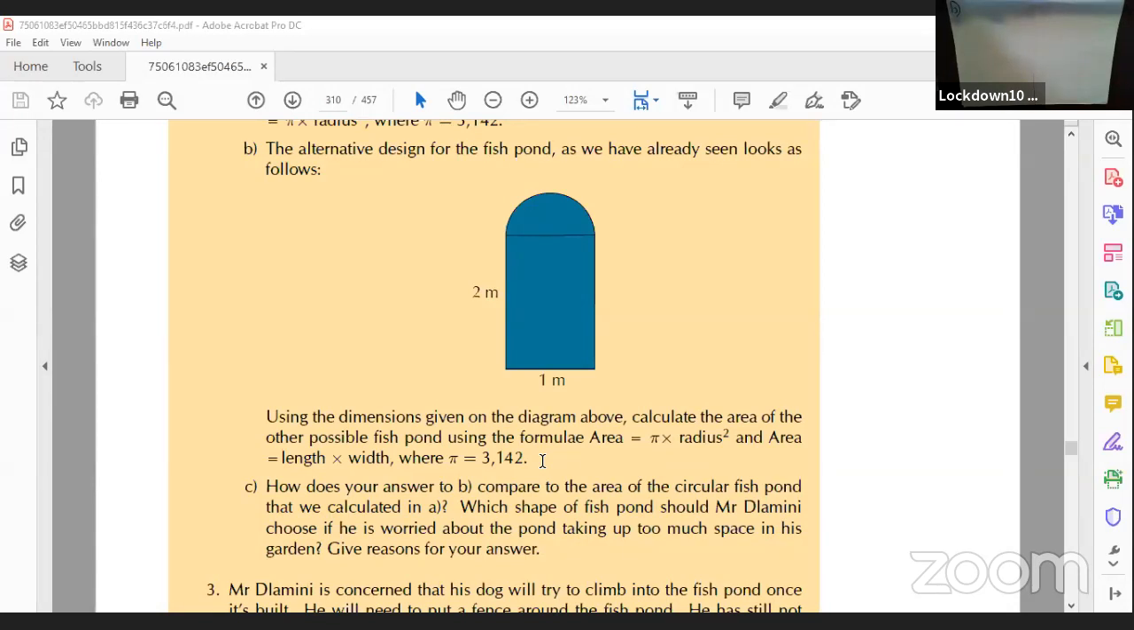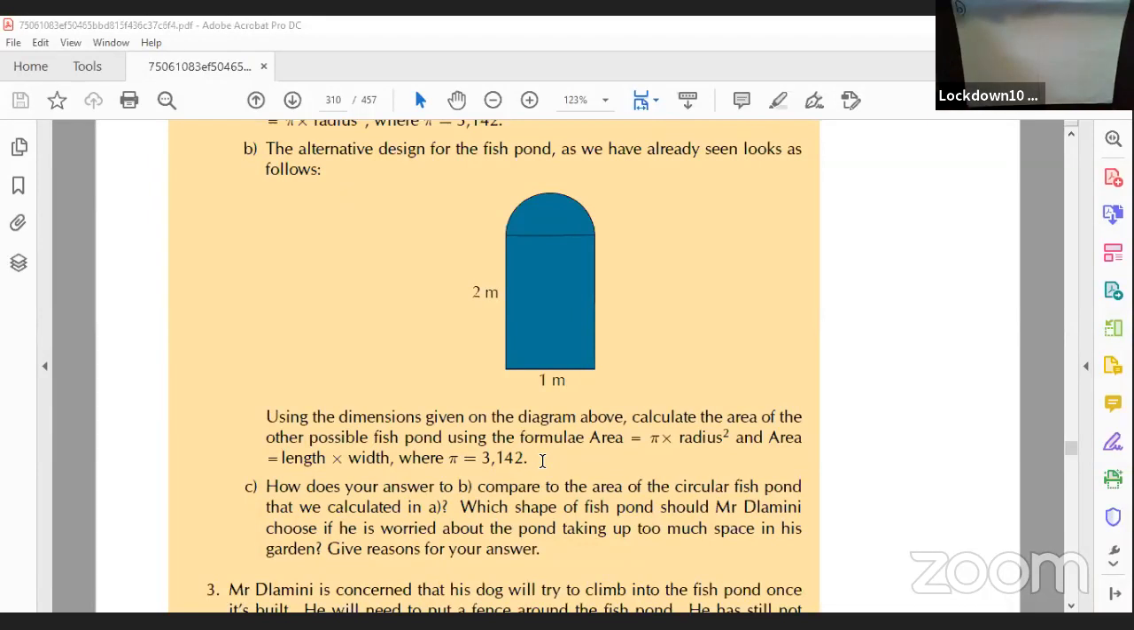Okay. You want us to read the question again? Using the dimensions given on the diagram, calculate the area of the other possible pinch point using the formula. Area is equal to pi times radius squared, and area is equal to length times width, where pi is equal to 3.142. Okay. Any ideas, guys?